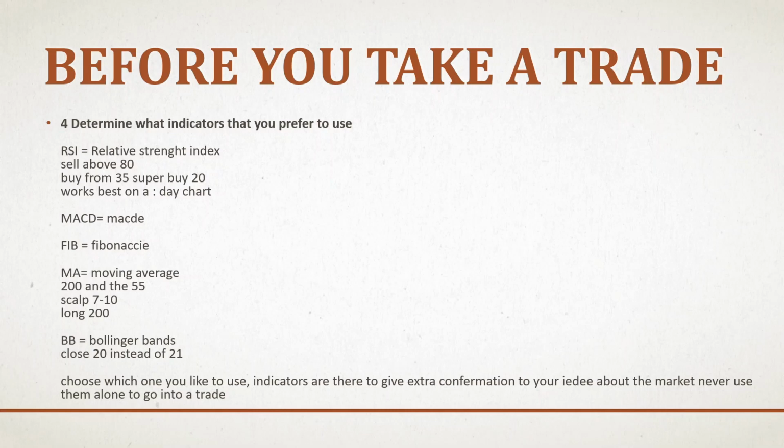Then you can also use the MACD and look at that one, and you can also look at the moving averages. These are all extra confirmations of your own idea about what the market will do at that point. Please have your own ideas before you use them. So never use them alone to go into a trade. Never use just the RSI, the MACD, or the Fibonacci to enter a trade, because that will go against you sometimes, because you have to know more than just that. Please remember that one. Do not use the indicators alone to trade.